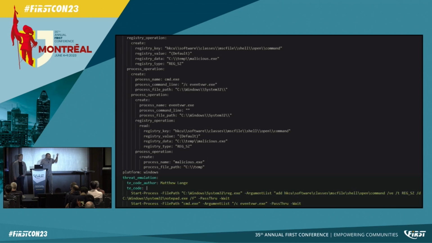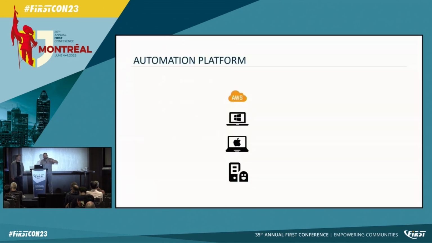But how do we get this from this YAML document onto a victim machine so that we can emulate it? That's where our automation platform comes in. I could talk for an hour about this, but I'm going to do it in about 5 minutes, so bear with me. But I'm happy to chat about this afterwards if anyone's interested. So in our environment, we have EC2 instances, we have Windows boxes, we have Macs, we have Linux servers. These are all the victim machines that we want to execute code on, and we're constantly adding to that platform of things we want to execute code on.